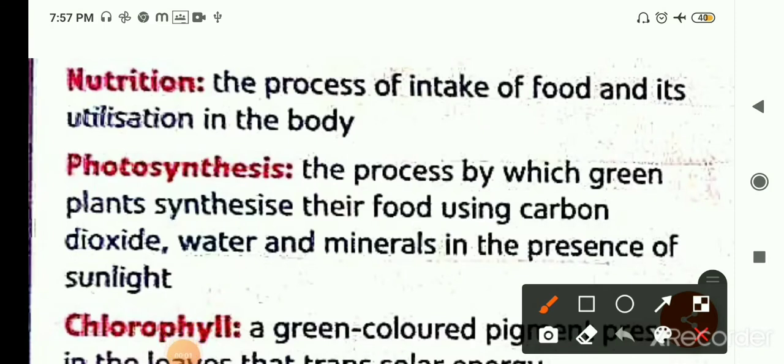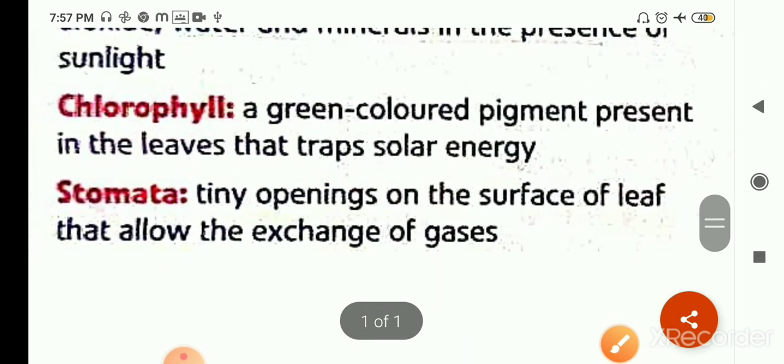Now definitions. The first definition is nutrition. Nutrition is a process of taking food inside the body and its utilization in the body. Number 2, photosynthesis. We know photo means light, sunlight, and synthesis means to make. Making food with the help of sunlight is called photosynthesis. The process by which green plants synthesize their food using carbon dioxide, water, and minerals in the presence of sunlight is called photosynthesis.